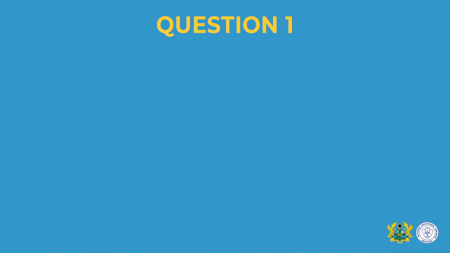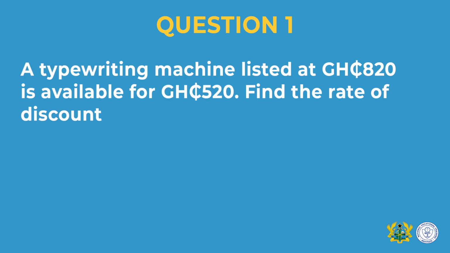With these formulae, life will be easy for you when you are asked to apply these ideas in discount. Question number one. A typewriting machine listed at 820 Ghana cedis is available for 520, and you are asked to find the rate of discount. We know the mark price is 820, and the new price is 520, but we are asked to calculate the rate of discount.